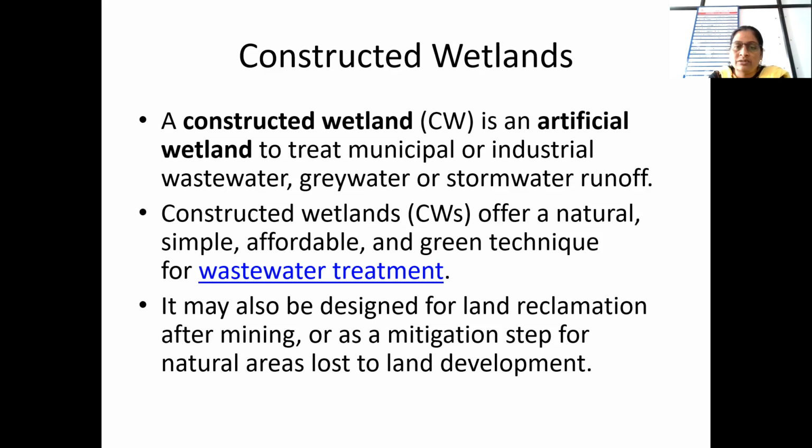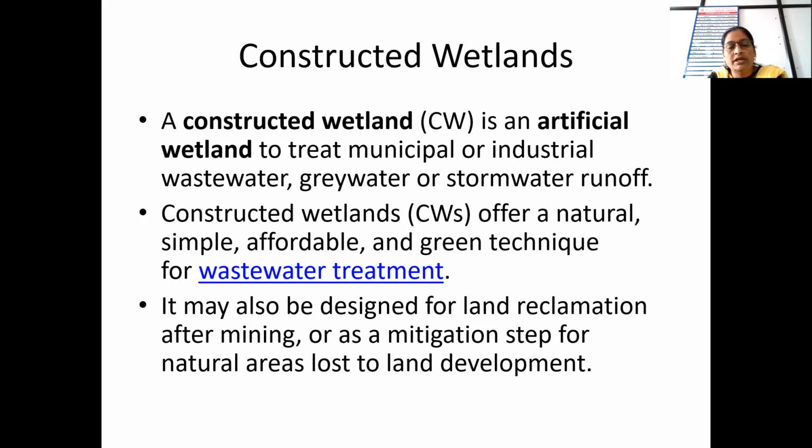Okay, so we are also going to construct a wetland in our college for the treatment of wastewater generated from the hostel. Currently we have a sewage treatment plant, but along with this we are trying to construct a wetland. That will be a demonstration for the students, as well as an economical and eco-friendly way to treat the wastewater. That's why we are planning to construct that wetland in our institute also.